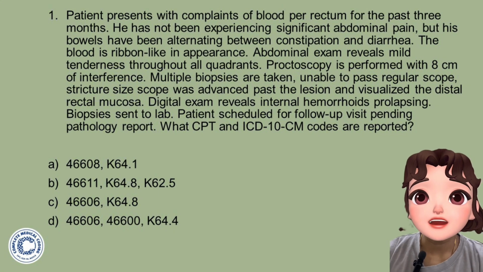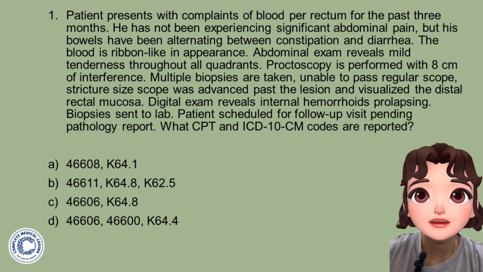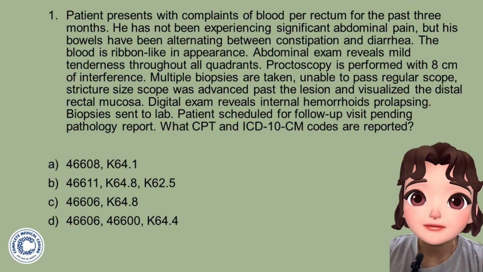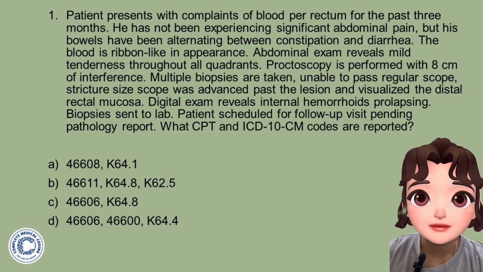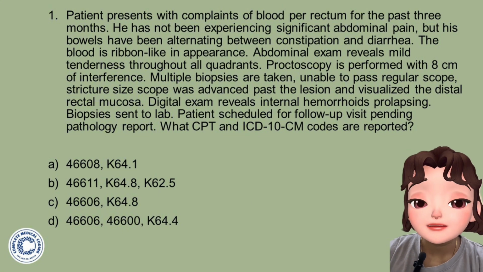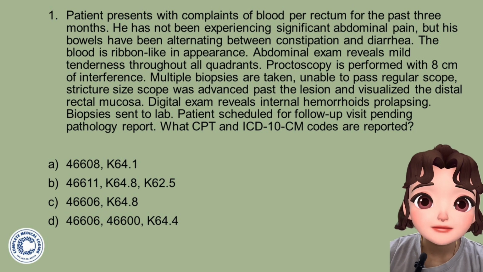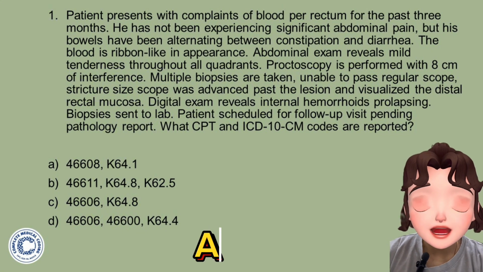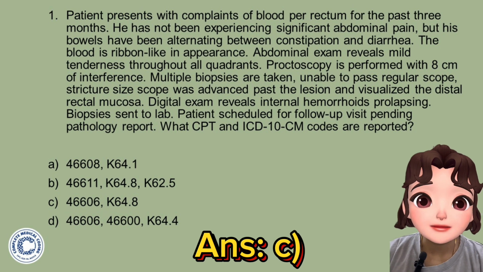So what will be the procedure? Just check the procedure also if it is correct or not. 46606. What is 46606 CPT code? Anoscopy with biopsy, single or multiple. Yes, biopsy is the procedure here. So that CPT code is correct, 46606. Anoscopy, okay, because proctoscopy and multiple biopsies are taken, as mentioned in the question. So anoscopy with biopsy, single or multiple. So this is the correct procedure code. So which makes our answer option C, 46606, and ICD code as K64.8.